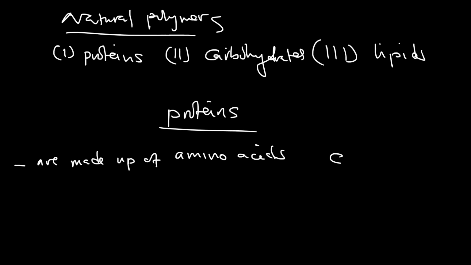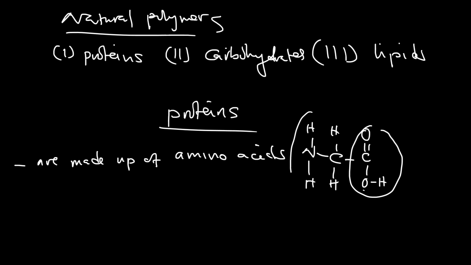So let me just give maybe an example of what an amino acid looks like. Okay? So where you find it has a carboxyl group at the end and also an amine group at the end. So something like this. So this is an amino acid. As you can see, at the end there's a carboxyl group. The other end is an amine group.